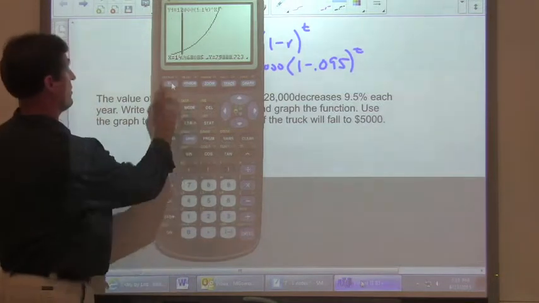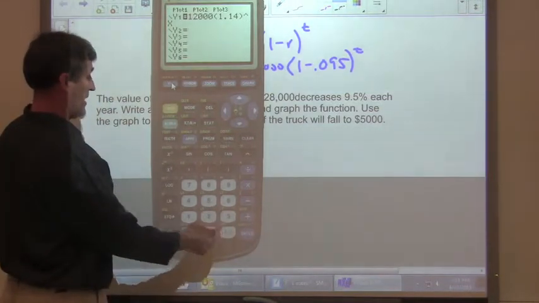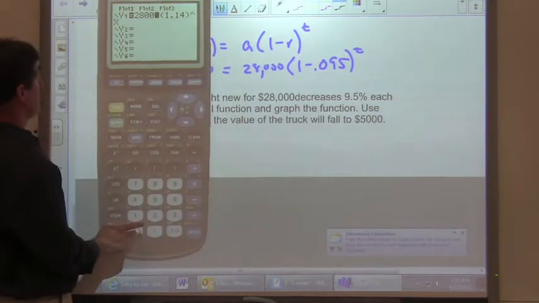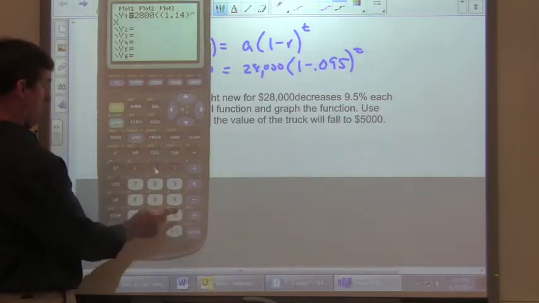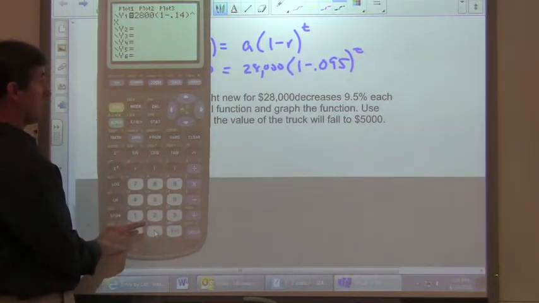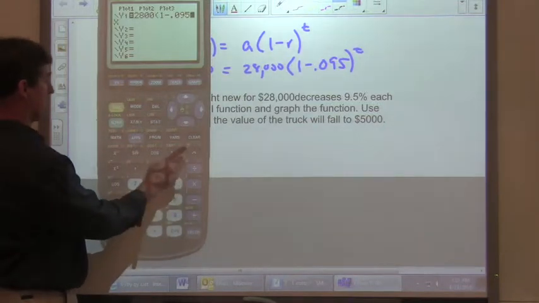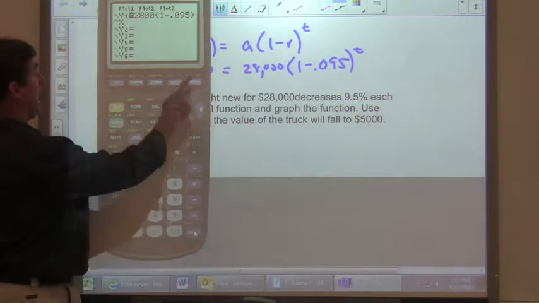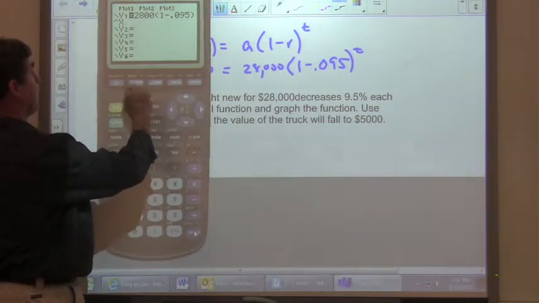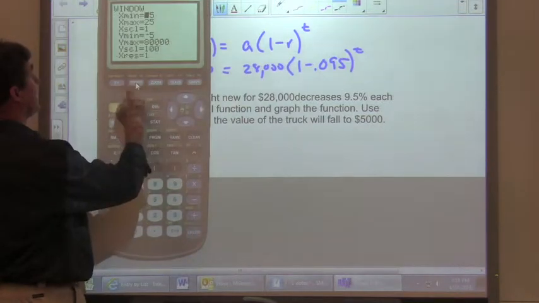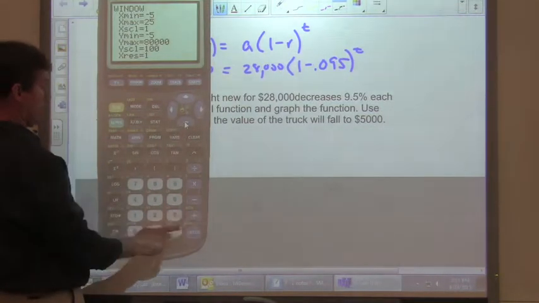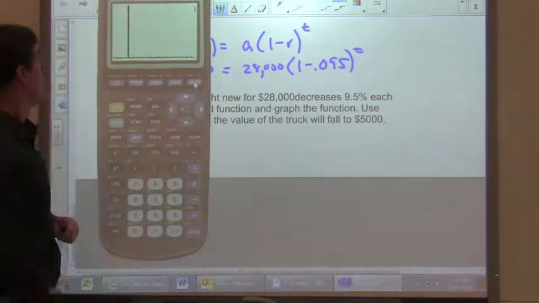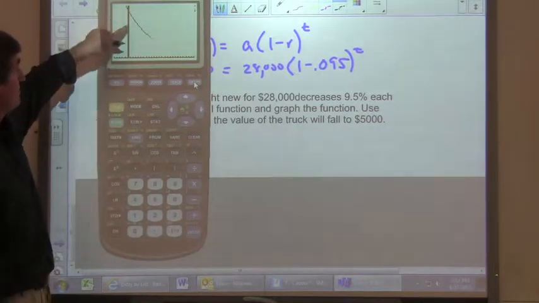You can just go ahead and type it into the calculator that way. So if we go back to the calculator and go to y equals, and let's put in exactly what I've written here. 28,000, and then 1 minus 0.095, parentheses, to the x power. And if we graph that, I'm going to change my window again since we're starting at 28,000. So let's move that to 30,000. And let's graph that. So we get our graph.